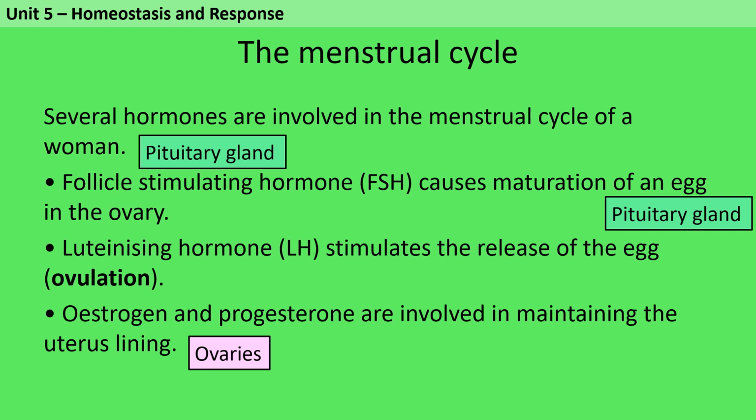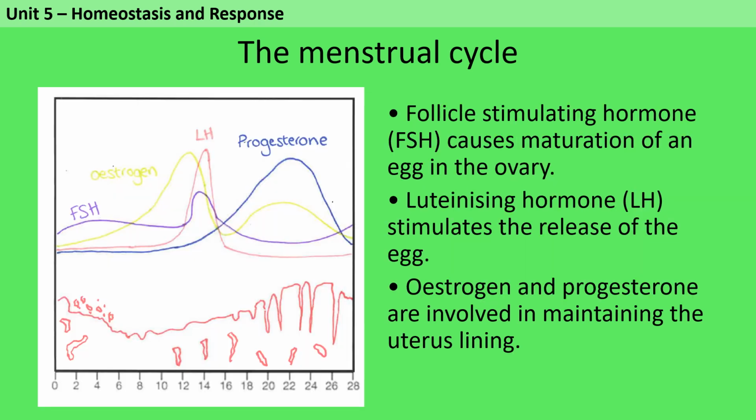Estrogen and progesterone are both involved in maintaining the uterus lining, and these are produced in the ovaries. At the start of the menstrual cycle, as progesterone levels fall, the lining of the uterus is shed. Follicle-stimulating hormone causes an egg to mature and also stimulates the production of estrogen. This causes the uterus lining to regrow, ready for a fertilised egg to implant. Estrogen inhibits FSH and it promotes LH, and when LH is produced, this leads to ovulation.